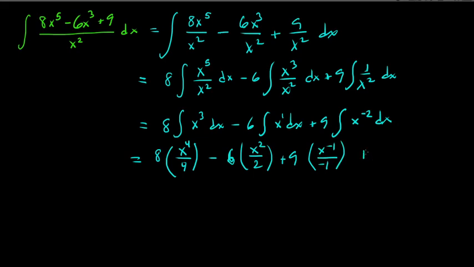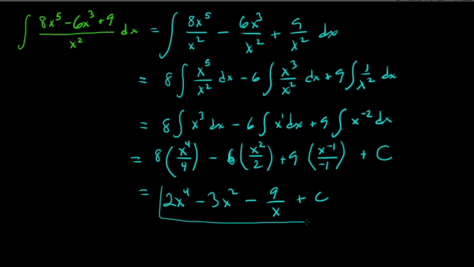And since we took the integrals here, now this is the time to add the constant at the end. And then just simplifying, you get 2x to the 4, right? Minus 3x squared. And then 9 divided by negative 1 is just negative 9. And then x to the negative 1 is just 1 over x. So I would write it this way, although you could leave it as just negative 9x to the negative 1. Okay, so again, no quotient rule, but if you can simplify it first, split it up, then you're just using the sum and difference rule, right? Which works for integrals as well as it does for derivatives.